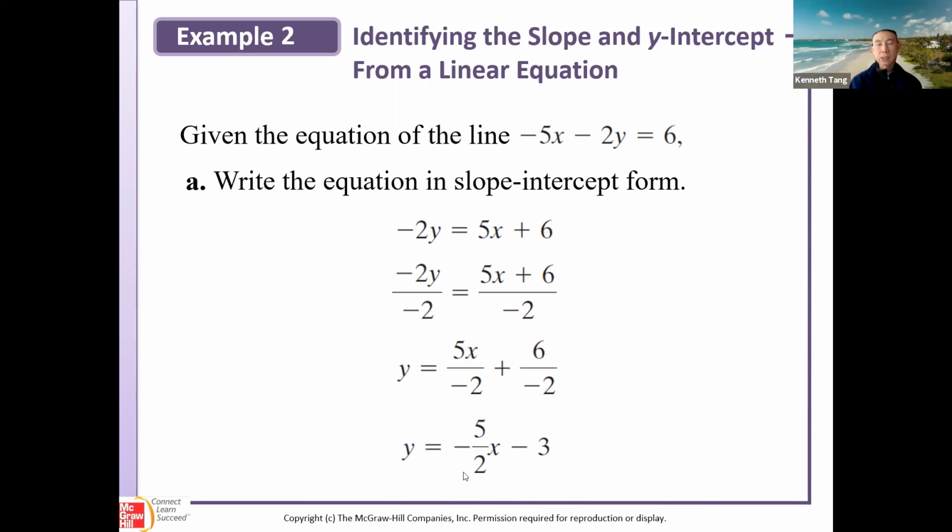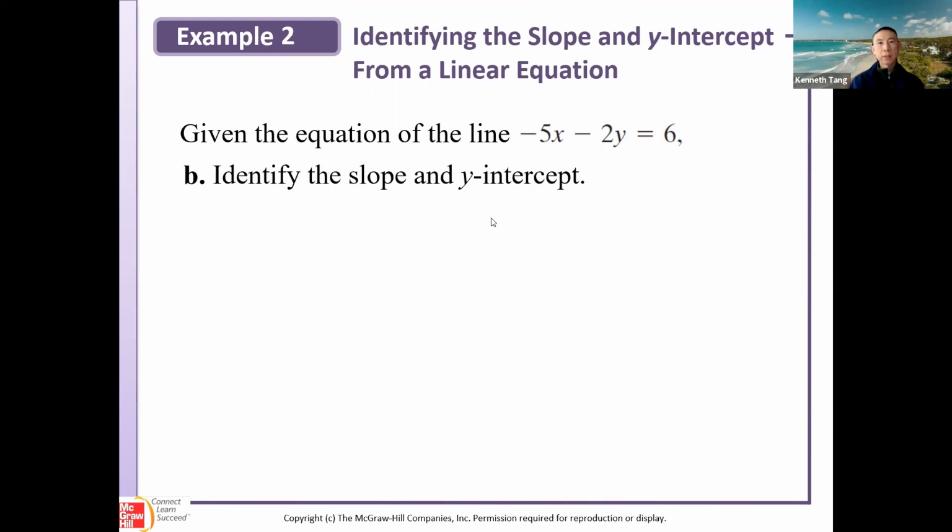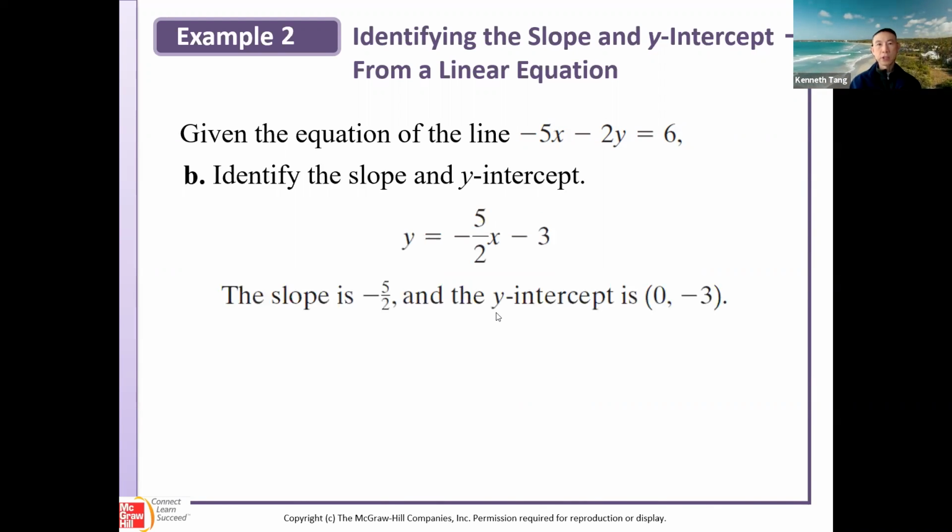Now that you have the slope-intercept form, and you know how to convert from the standard formula to the slope-intercept form, it's a lot easier to find out what the slope is. In this case, you can see the slope is equal to -5/2, and your intercept point is (0, -3). So now that you have the equation, you can quickly determine that the slope is -5/2 and your y-intercept is (0, -3).